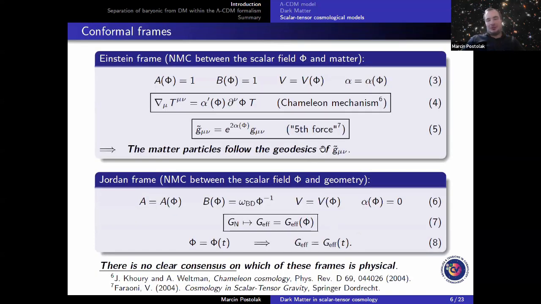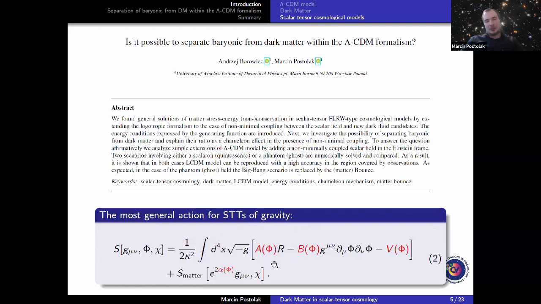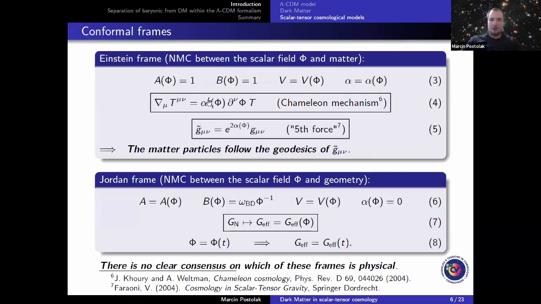In theoretical cosmology, we have two main so-called conformal frames. The first frame is the Einstein frame, in which we have non-minimal coupling between the scalar field phi and the matter part, so we modify the matter segment of our theory. The Einstein-Hilbert term is the same as in the Einstein-Hilbert action. In such a case, if we have non-minimal coupling, we obtain the chameleon mechanism. So in fact, we have no conservation of the energy-momentum tensor, and you could observe that here is some non-zero value. The matter particles follow the conformally rescaled geodesics. This is also called the fifth force.